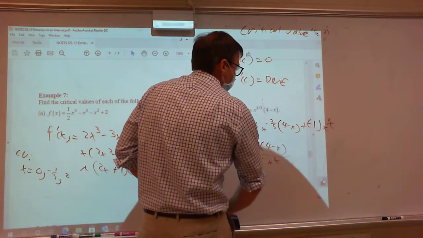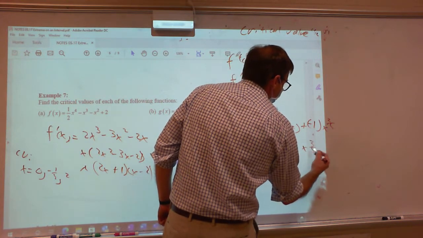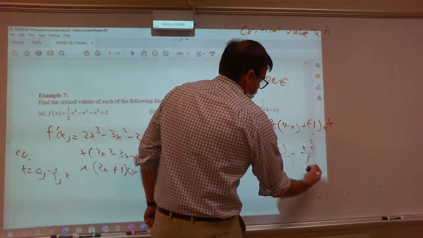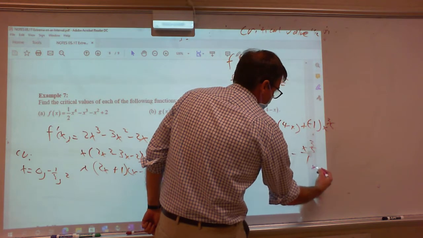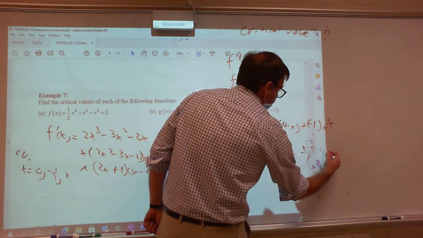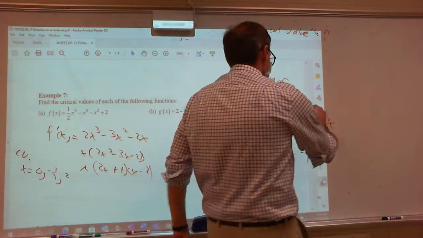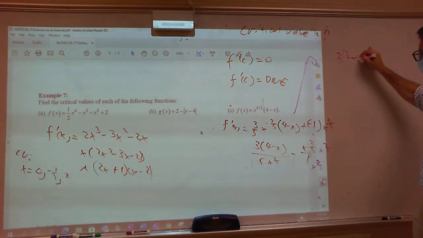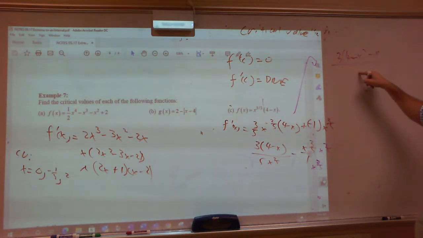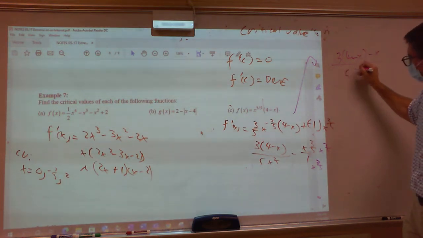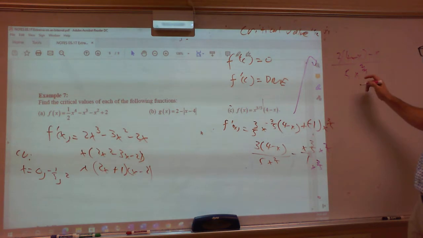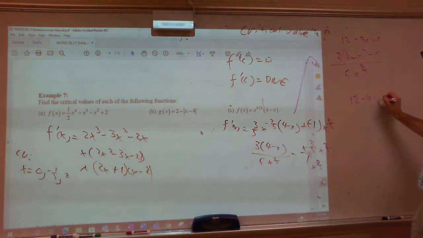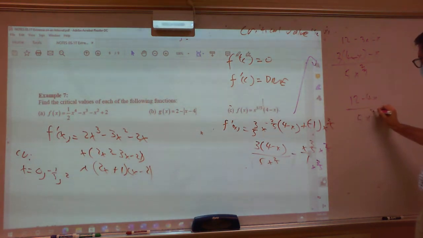minus x to the 3/5 over 1. I'm going to get a common denominator, so I'll multiply this one top and bottom by x to the 2/5. I'm out of room. So I get 3 times 4 minus x, all over 5 times x to the 2/5. That's 12 minus 3x minus x. So I end up with 12 minus 4x all over 5x to the 2/5.